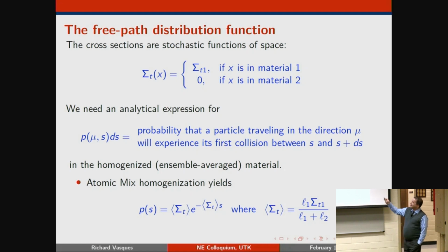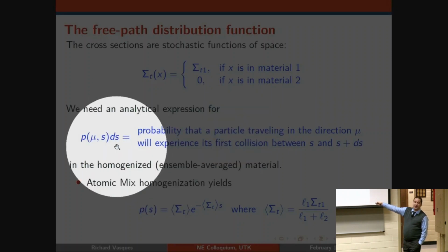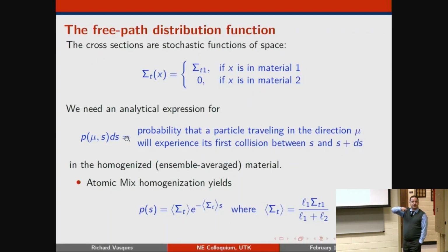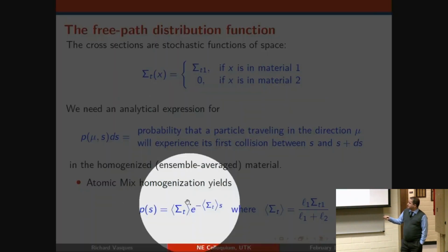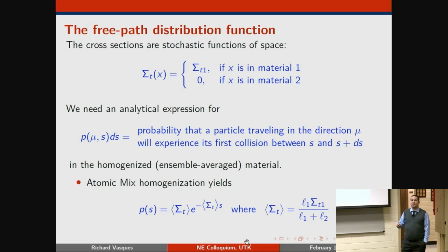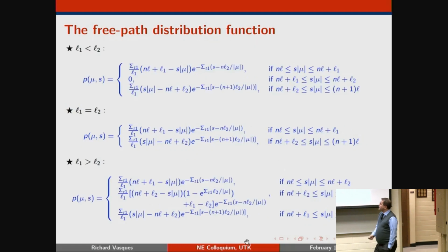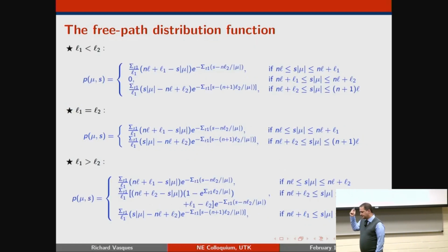I can analytically calculate what this p of s is going to be, and it's going to be angular dependent because I'm in slab geometry. In the case of classical transport or just volume average homogenizations, you're going to get something that looks like an exponential, just to compare against what people usually do. This is the actual PDF for that problem.